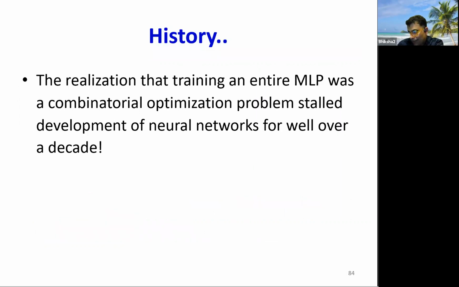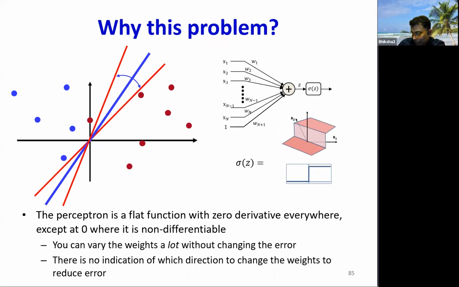And that's a challenge, right? So the realization that learning an entire MLP was a combinatorial optimization problem stalled the development of neural networks for well over a decade. Now, the reason for this is this. The reason why the perceptron with threshold activations cannot be learned has to do with the fact that the threshold activation is flat except at the boundary.